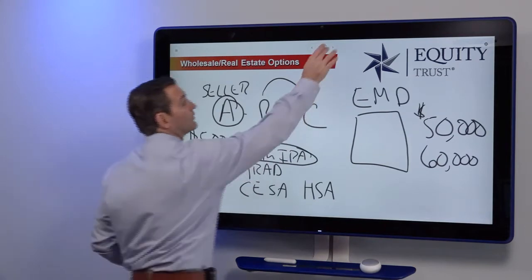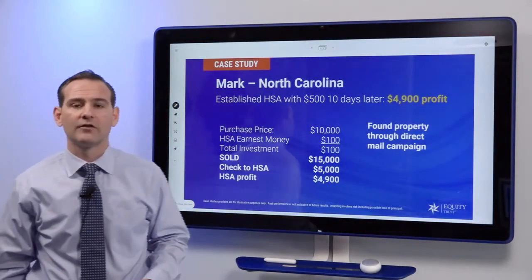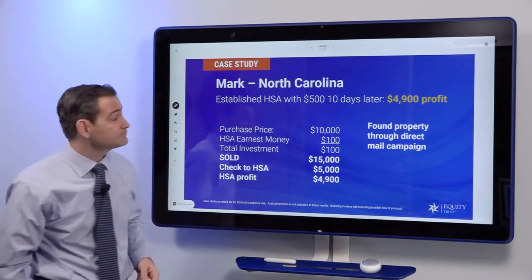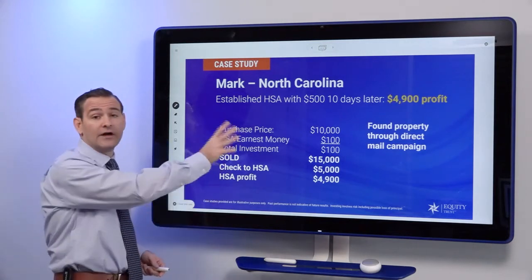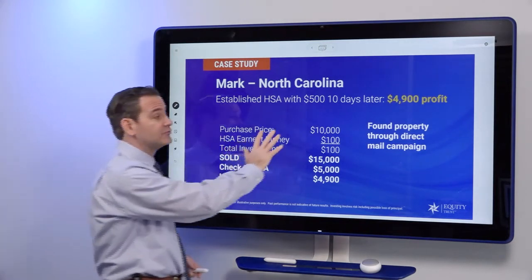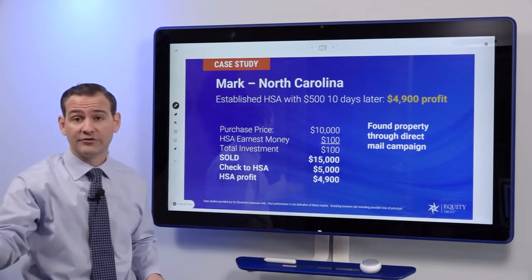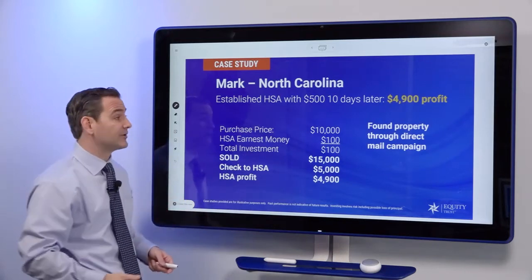All right, let me give you a real Equity Trust investment example of this. This is Mark from North Carolina. He established an HSA, a health savings account. He put $500 in that HSA. He went out and found a property. He has a direct mail campaign, so he mails letters to absentee owners of properties, and when they reach out to him, he negotiates to buy their properties.